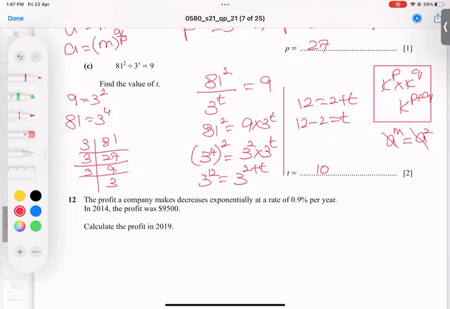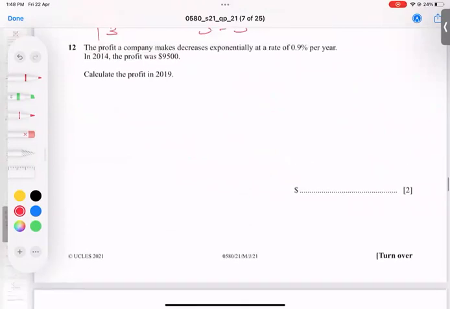Wait a minute, let me recheck. Maybe division sign and 9. Yeah, 9, 3 to power 2, and this is 81. So 3 to power 4, 4 twos are 8. This mistake I made: 4 twos are 8, not 12. So it means 4 twos are 8, and out of 8, 2 gone, it gives us 6. Yes, alhamdulillah rabbil alameen. Let's go for the next.